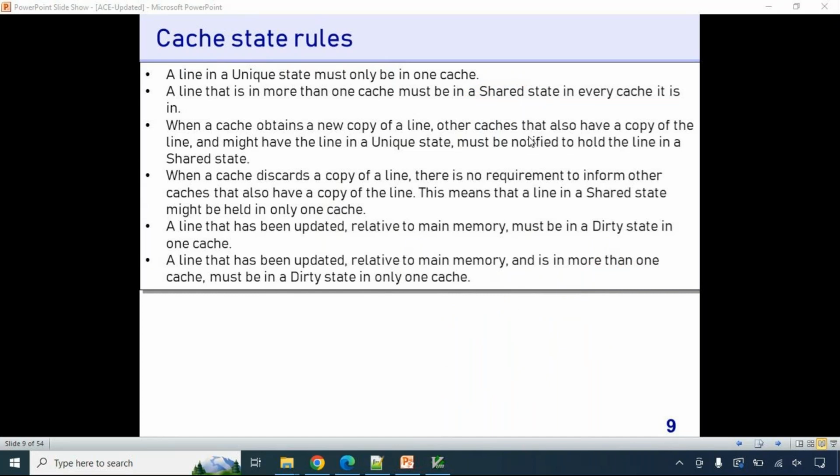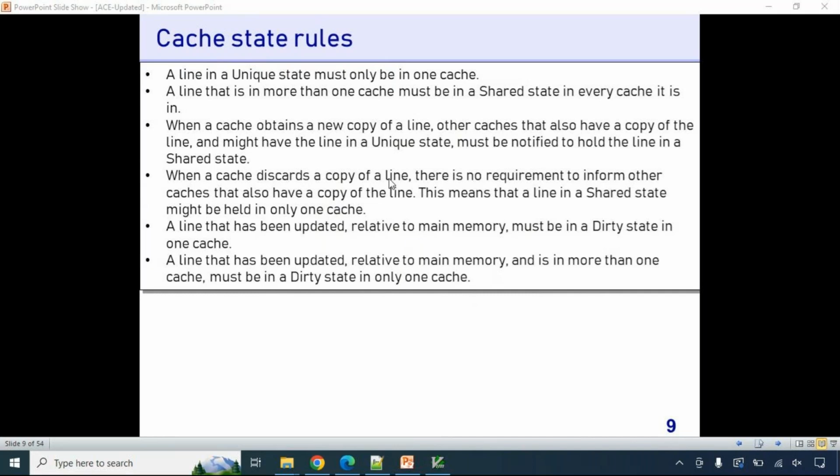Next. When a cache obtains a new copy of a line, other caches that also have a copy of the line might have the line in unique state. They must be notified to hold the line in a shared state. I may have a specific cache line in unique state, but another cache has obtained the same data. So now what should happen? Everyone should change to shared state.